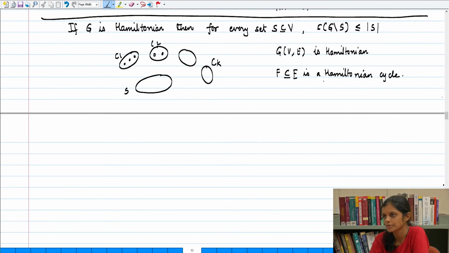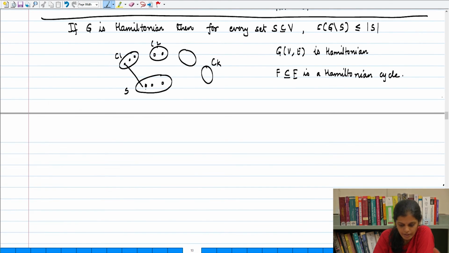There are not too many options, is what I am saying. So where are its choices? Its neighbor can either reside inside this component C1 or it can be in S. It cannot be in C2, right? Because that is not possible, right? So therefore it could be here or it could be inside the component itself, right? So that is one observation. Similarly, this is true for every component, right?